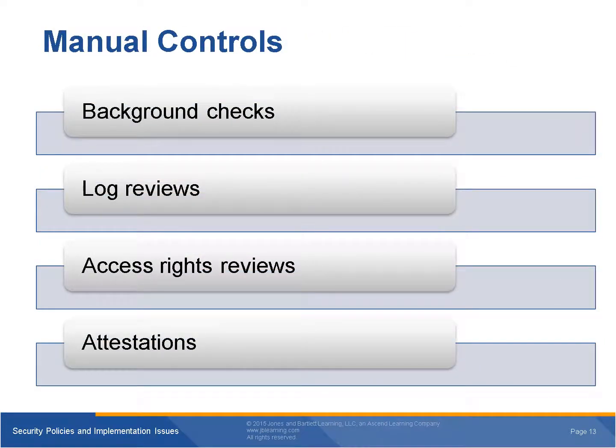The manual controls. Not all controls can or should be automated. Manual controls are appropriate for low volume work. They are also appropriate for work that requires human judgment. Examples of manual controls are background checks, log reviews, access right reviews, and attestations. In each of these cases, volumes are low and human judgment is important to the process.